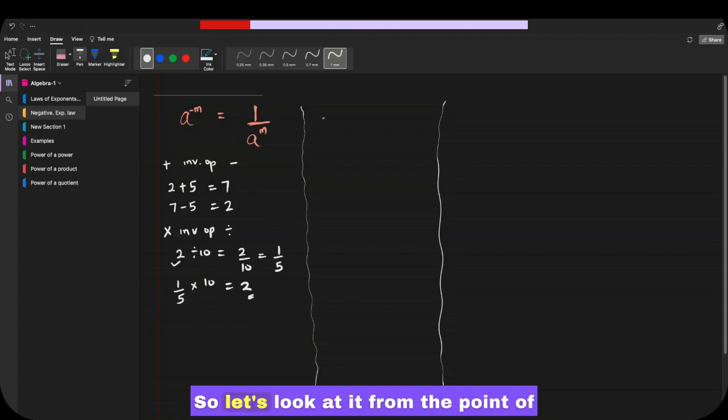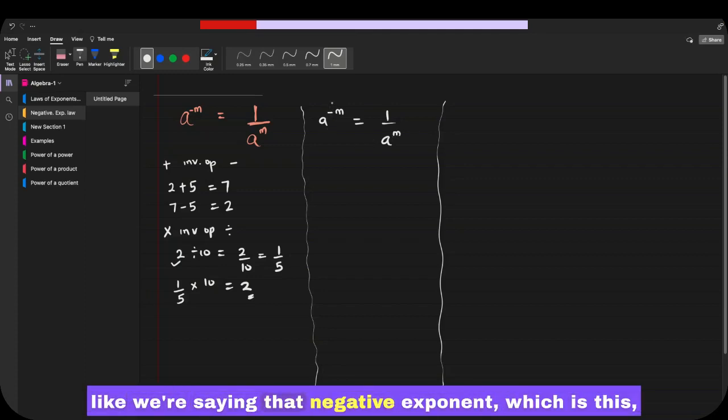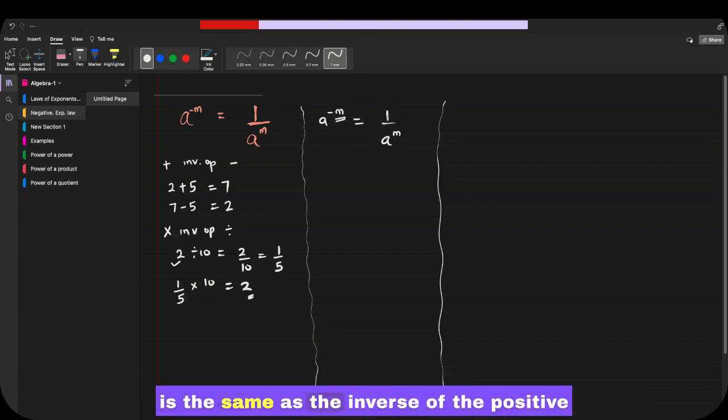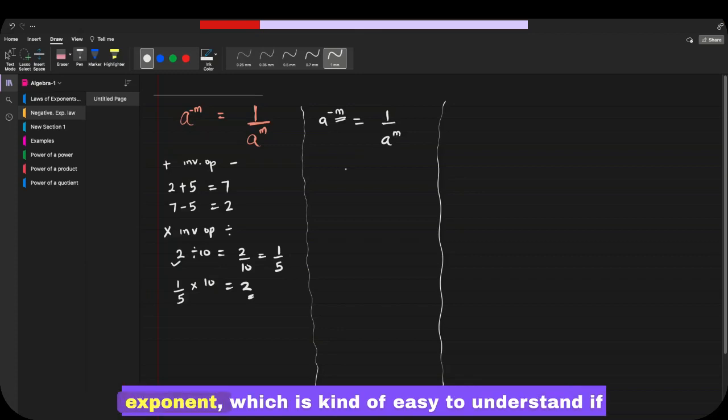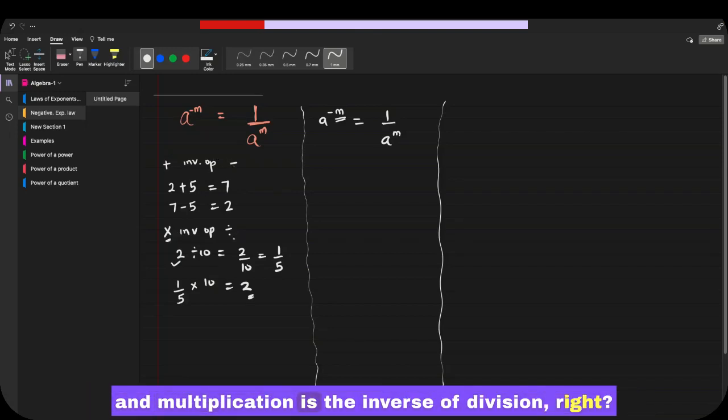So let's look at it from the point of view of the law that we're talking about. a raised to the power minus m is equal to 1 over a raised to the power m. If you look at this very carefully, it looks like we're saying that the negative exponent is the same as the inverse of the positive exponent, which is kind of easy to understand if you understand that positive is the inverse of negative and multiplication is the inverse of division, right?